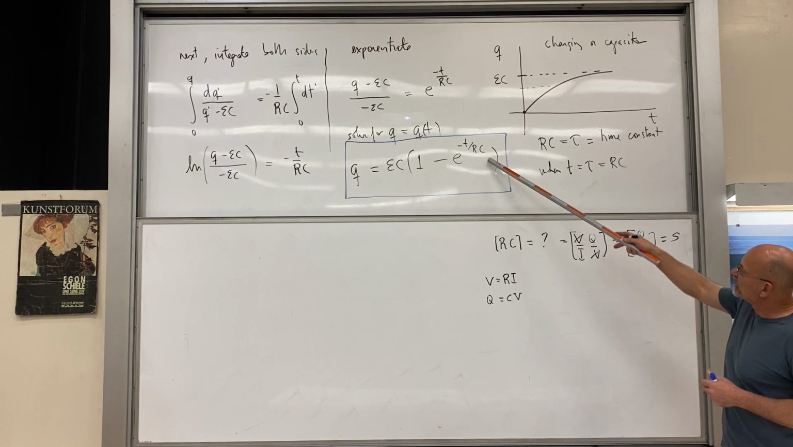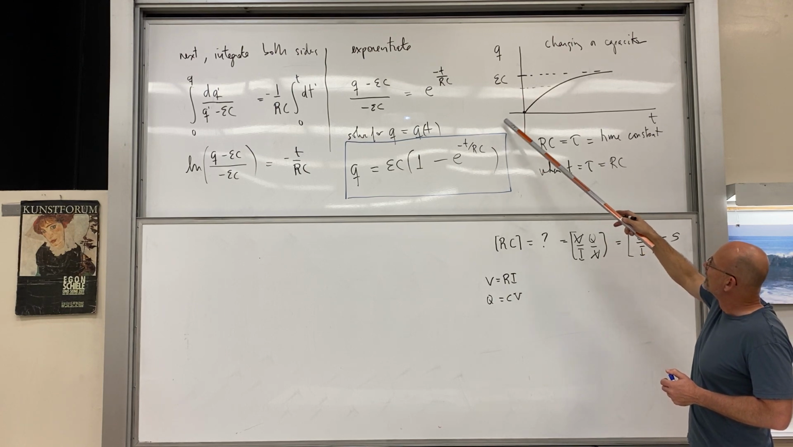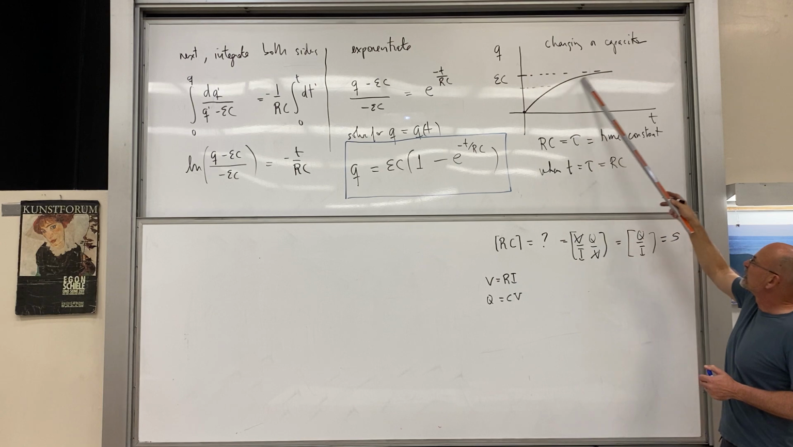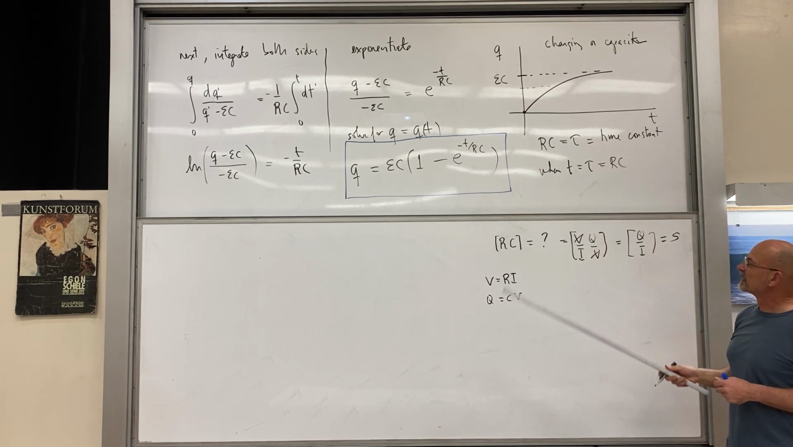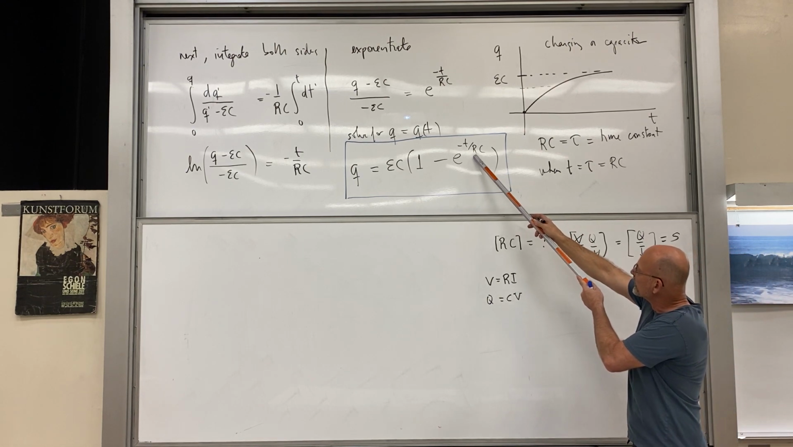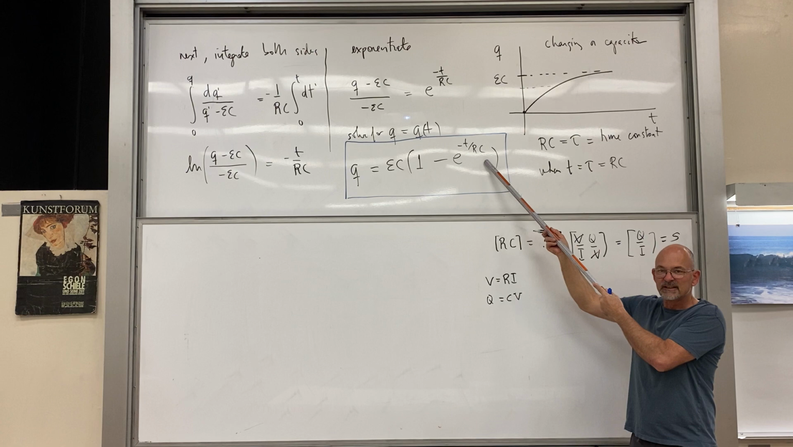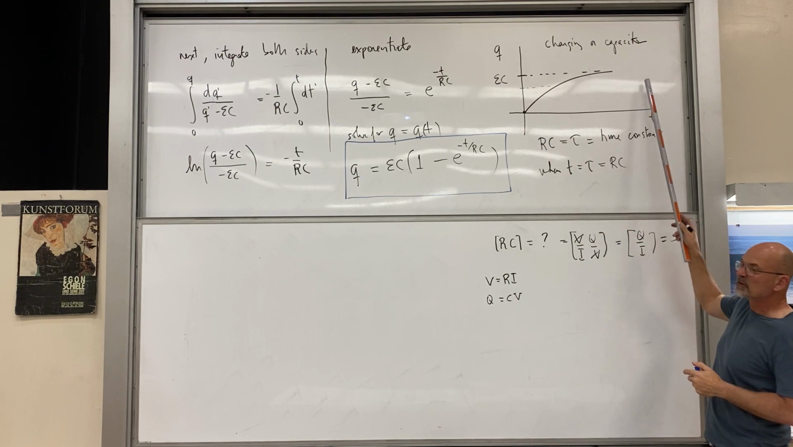And so if you go back to our original circuit, you can see the speed with which the capacitor charges depends on this combination here. If the resistance is small, the time constant is really small. If the time constant is small, it means it charges up really rapidly.